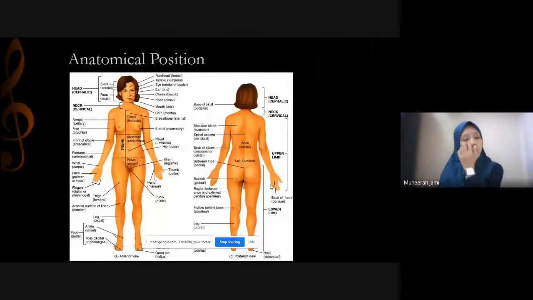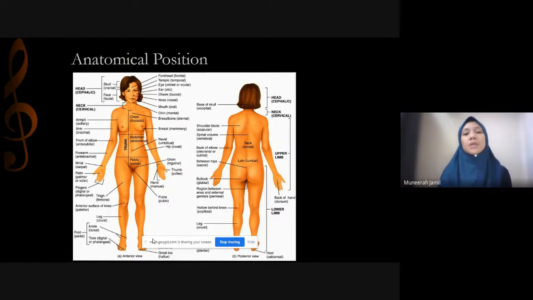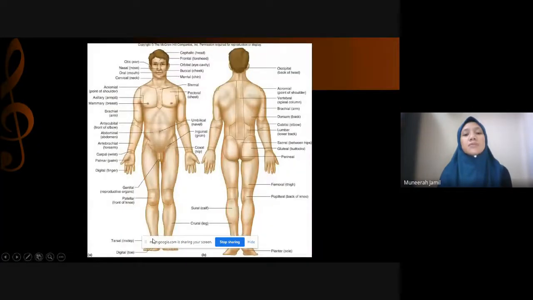Okay, so let me show you the example of anatomical position. So this is what we call as anatomical position. Okay, a lady ataupun a man nanti ya, dia memandang depan, facing forward ya, and then the palms are also facing forward, and then kaki juga ni lah ya, jarak sedikit antara dua kaki. Okay, alright, this is for men. Alright.